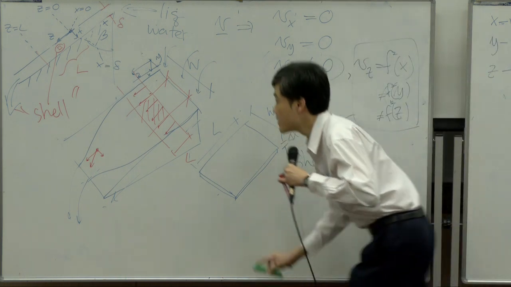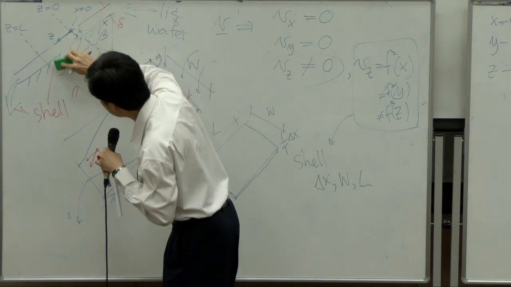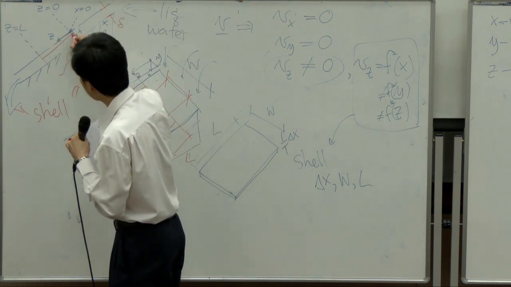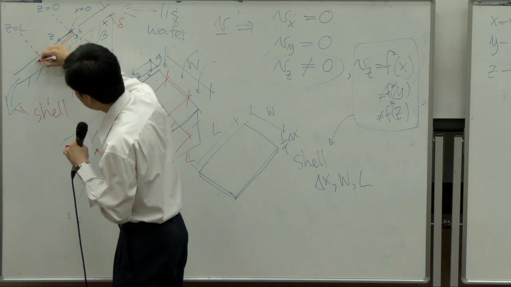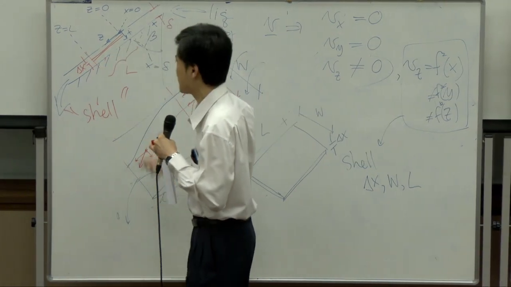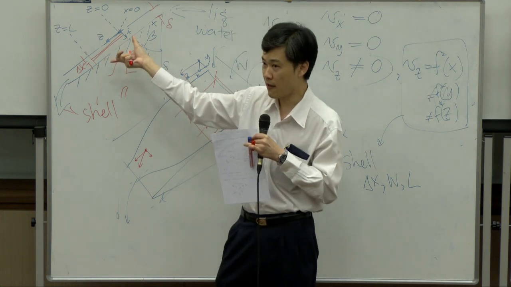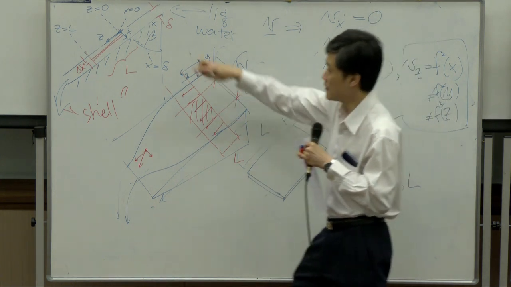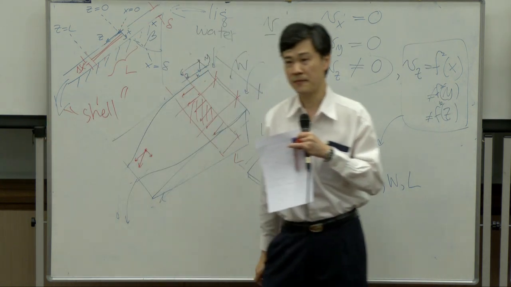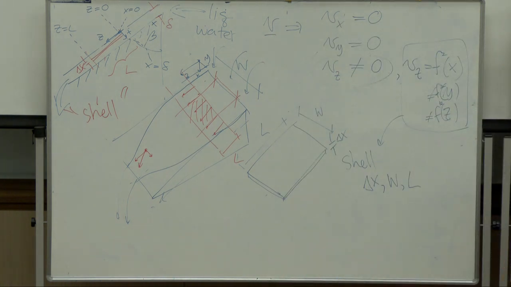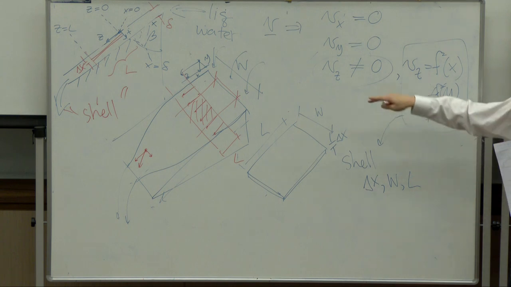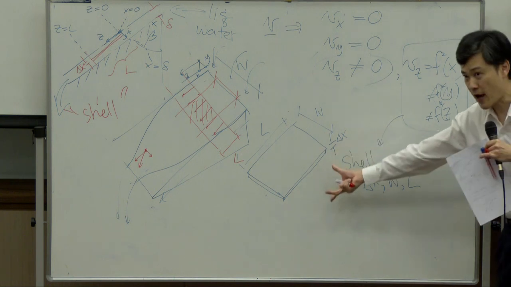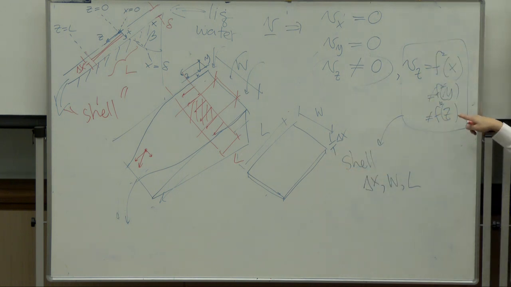This plate is supposed to look like this. Distance here is delta x. It covers the whole length of L. It covers the whole length of W. Okay? This whole flat plate goes together as a solid plate. This is extremely important in this chapter. In order to get this right, you have to analyze this correctly.